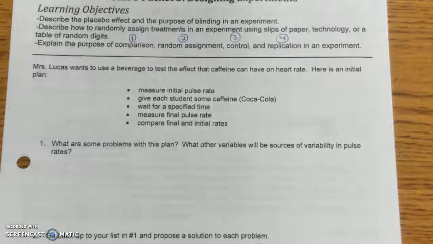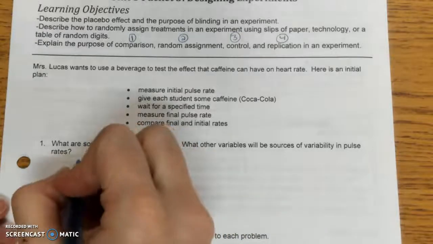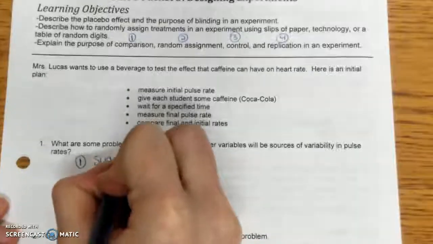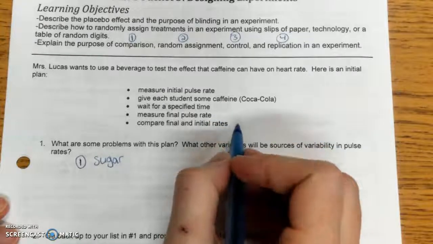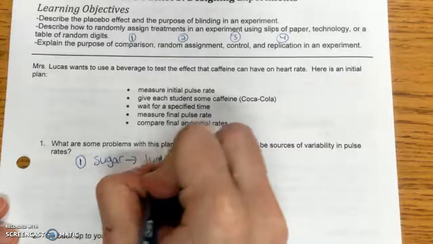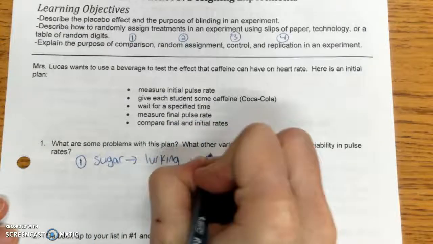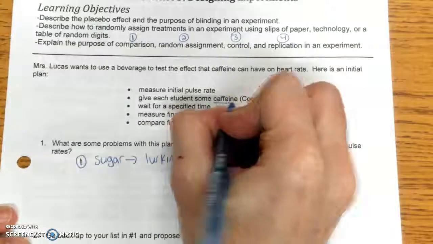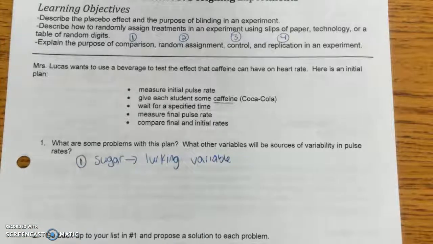Okay. So let's see what some problems that I came up with, and you could have had different problems than me. So if you have other issues that I don't address in this video, please ask Ms. King about them. All right, so number 1, what if the sugar in the drinks was actually causing the increase in heart rate instead of the caffeine? So we're going to say sugar is a lurking variable, right? Because sugar can increase your heart rate. So if I'm trying to study the effect of caffeine, then sugar would be a lurking variable.